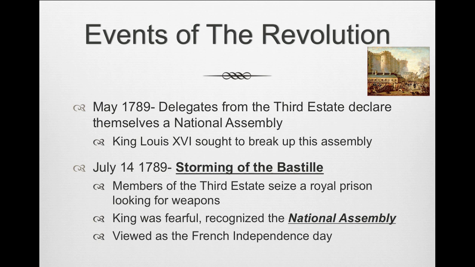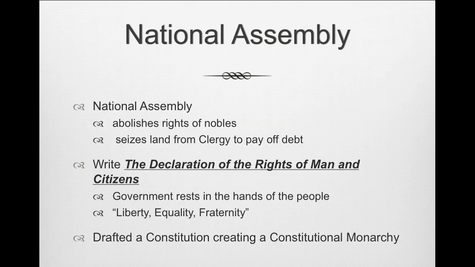The National Assembly, first what they do, they abolish the rights of the nobles and they seize land from the clergy to pay off debt. So you can see they're taking land from the church in order to pay off some of the debt of the government.